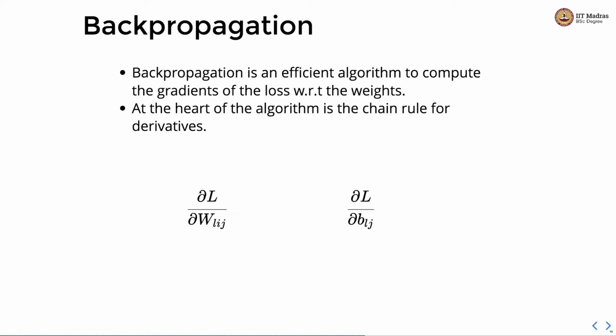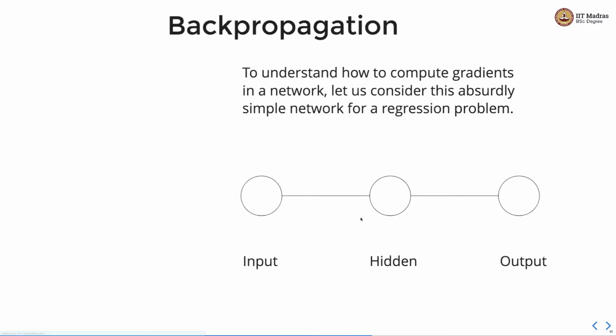Backpropagation is an efficient algorithm to compute the gradient of the loss with respect to the weights. At the heart of the algorithm is the chain rule for derivatives. So in order to compute these two quantities, we'll be using the chain rule.